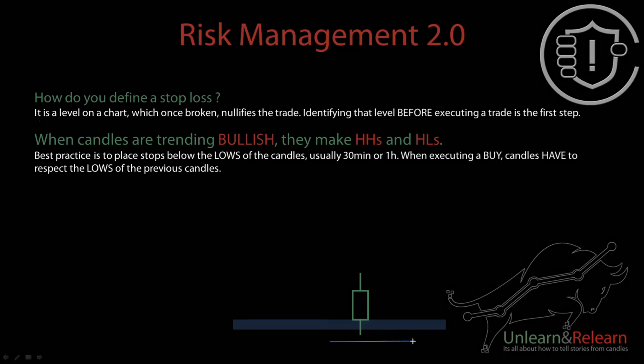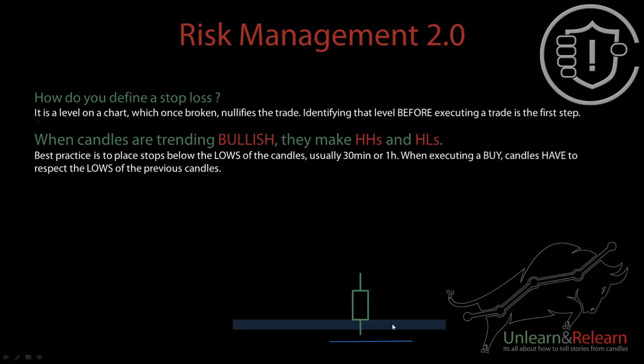Because when you place a stop below the bullish candle, you're making sure that the next candle has to make a higher high and a higher low. So the next candle moves bullish, right? Now you're protecting your stop loss down there. Now you're expecting the candle after that to continue on making higher highs and higher lows.